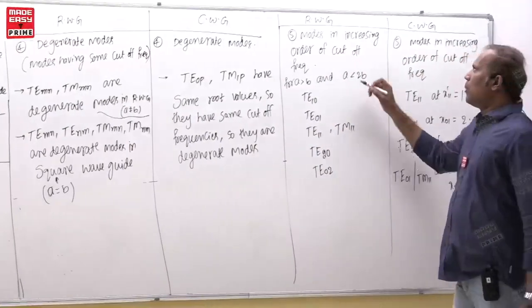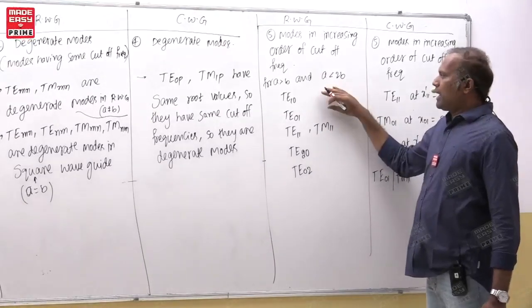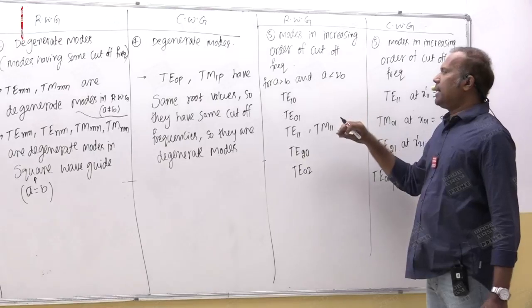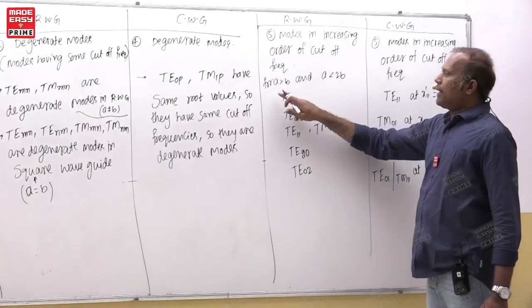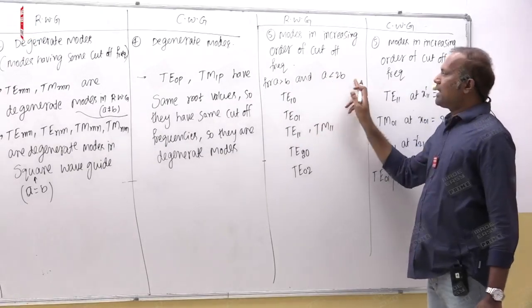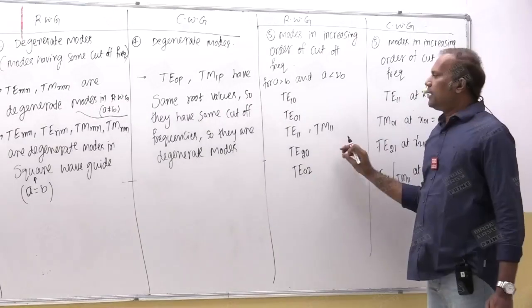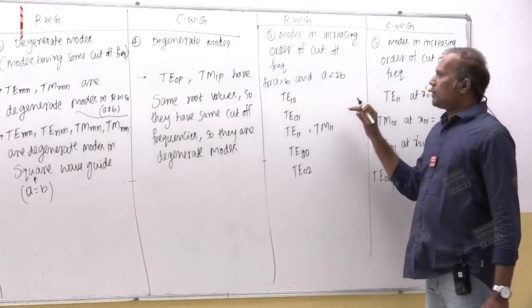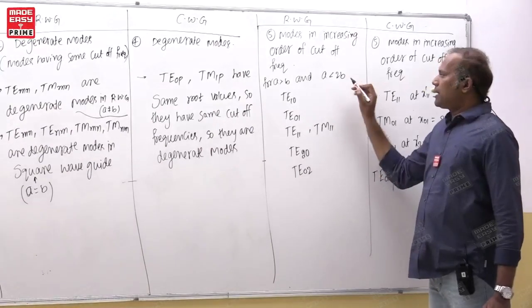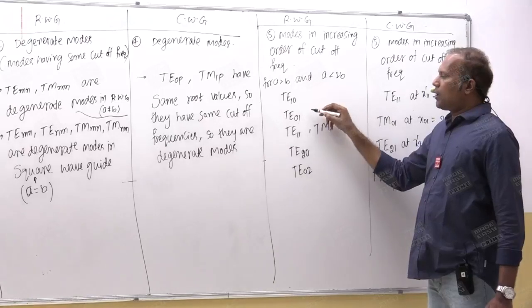Coming to the modes in increasing order of cutoff frequencies, there are 2 cases in this. This is the case generally used for rectangular waveguide, a greater than b and a less than 2b. I will be solving this in the workbook questions. For this case, TE10 has the least cutoff frequency, after that TE01.